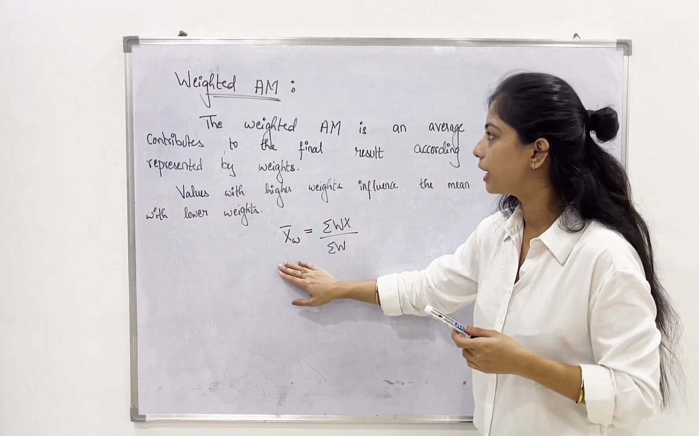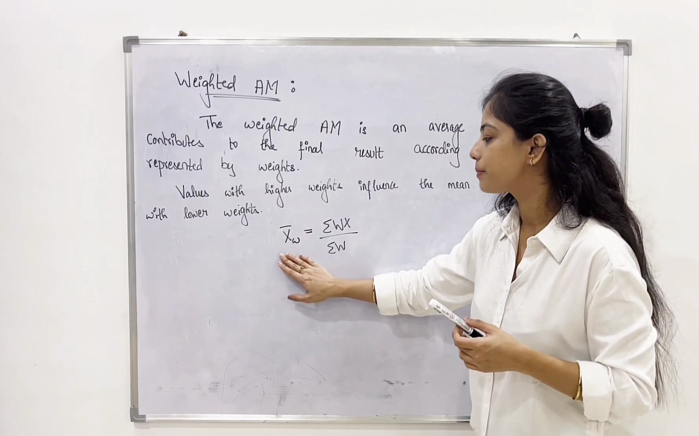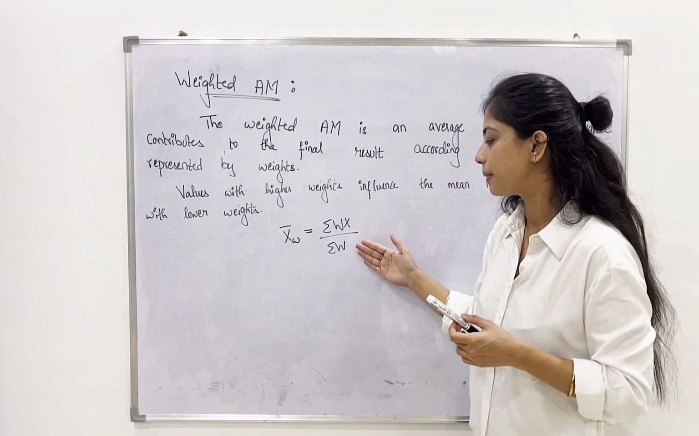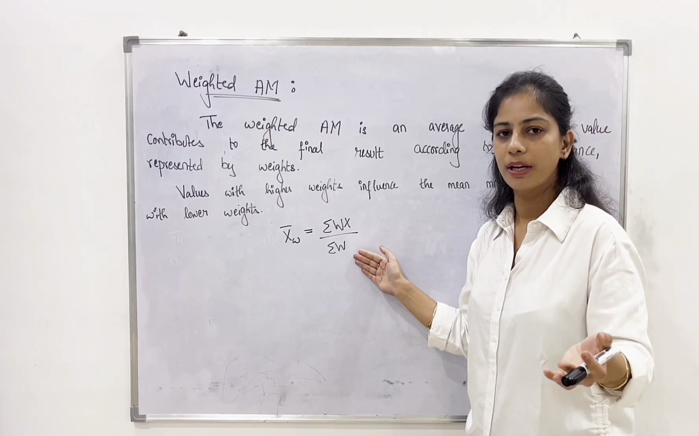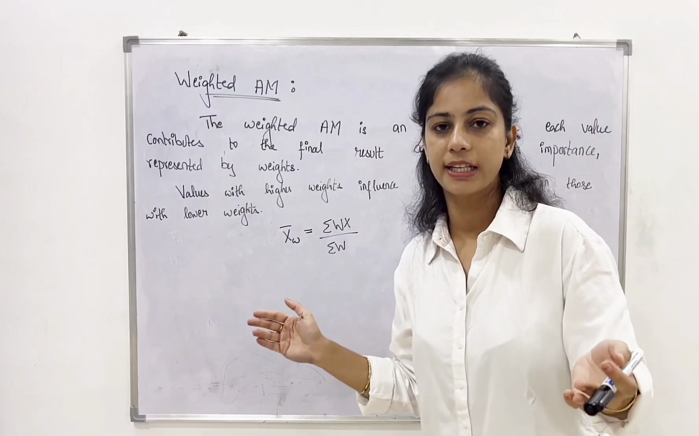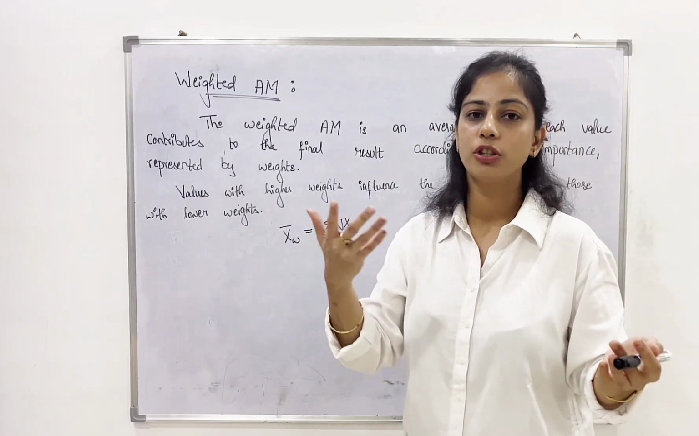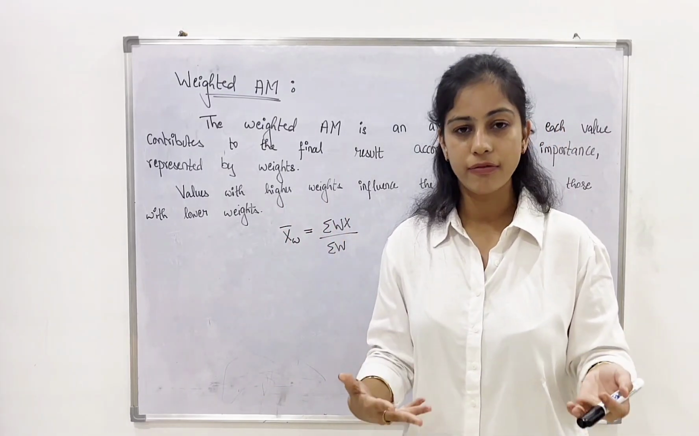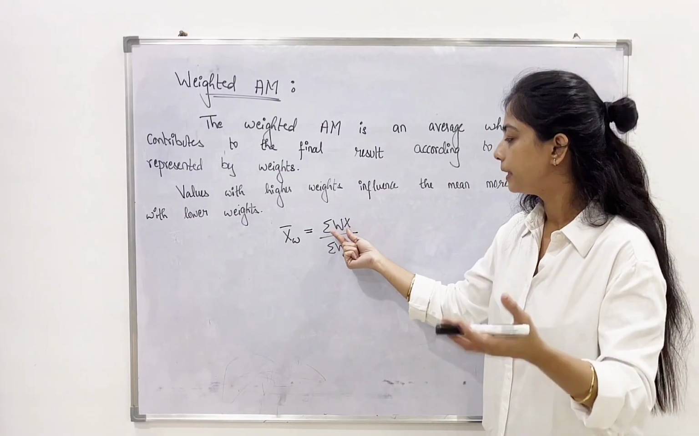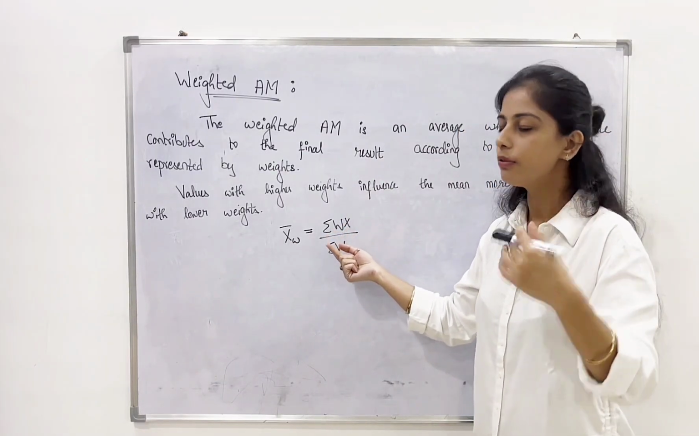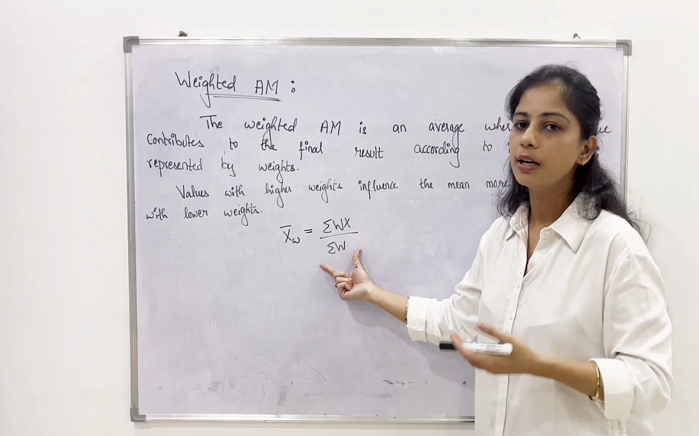The formula to calculate weighted arithmetic mean is x bar w, which is summation wx by summation w. This is very similar to the frequency formula which we had learned for discrete data. In that case, we had summation fx by summation f. In this case, we are simply taking w instead of f. And this is how the formula looks.